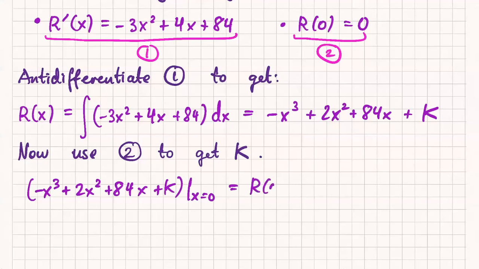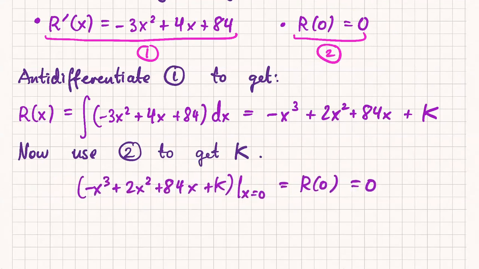That's R of 0. But I'm supposed to get out 0, right? That's what condition 2 tells me. Now this looks pretty easy, right? Because we just get a whole bunch of zeros. We just get 0 plus k has to equal 0. So k was actually equal to 0. So coincidentally, if you forgot about the k altogether, you would have still gotten the right answer.